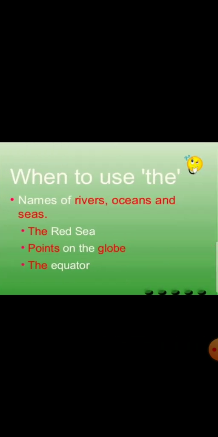When to use the? Before the names of rivers, oceans and seas, we use the, like the Red Sea. Red Sea is the name of a sea. That's why we have used the before it. Points on the globe, particular thing. The equator. Equator is also particular, so we have used the before it.